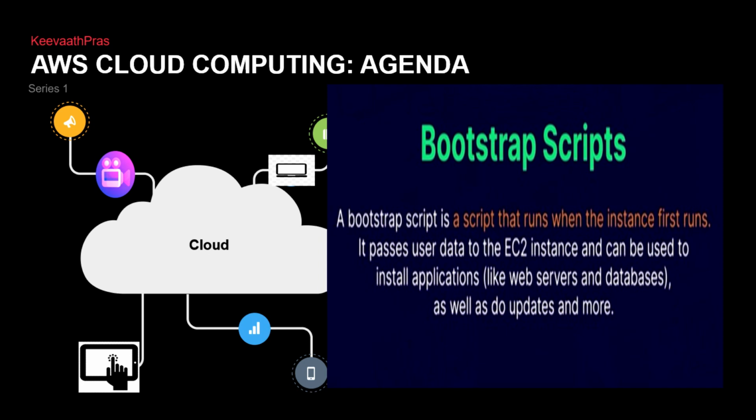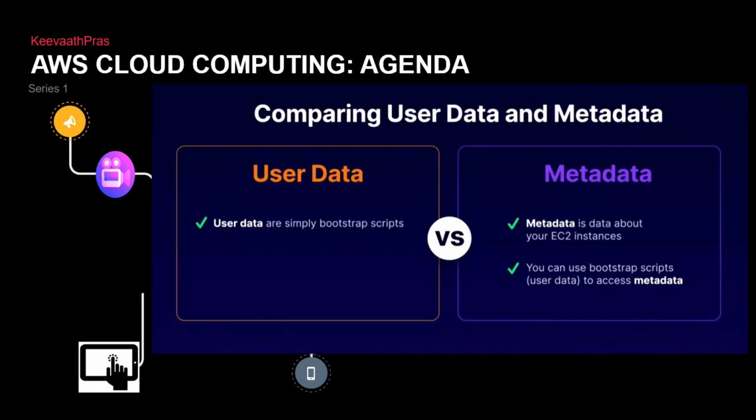We saw about the bootstrap scripts. It's a script that runs when the instance first runs. It is booting. Booting means when it's actually starting. So when the instance first runs, it is a bootstrap. It passes user data, installs applications. Okay, this can be done like the yum update. So when the instance is running and starting, what would you do? Like updating, installing the applications, and those things have already been taken care of, right? So that is a bootstrap.